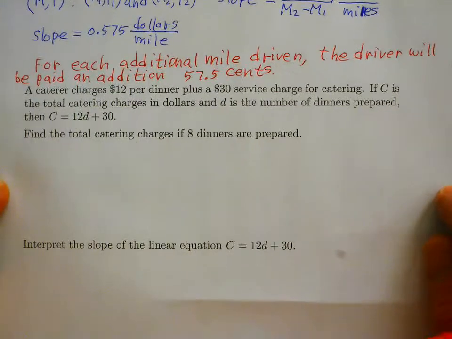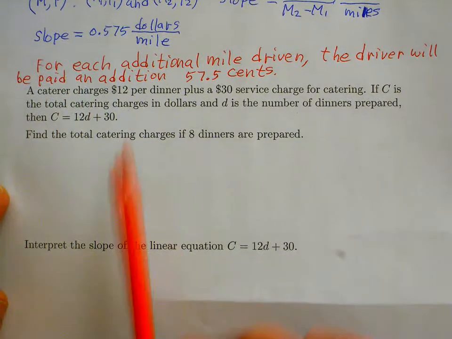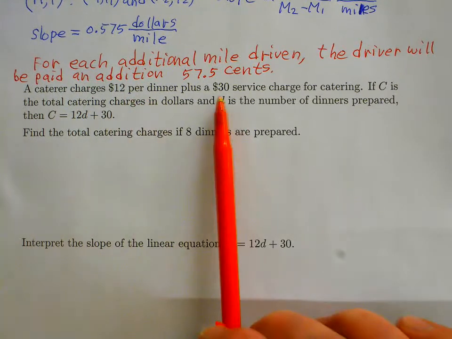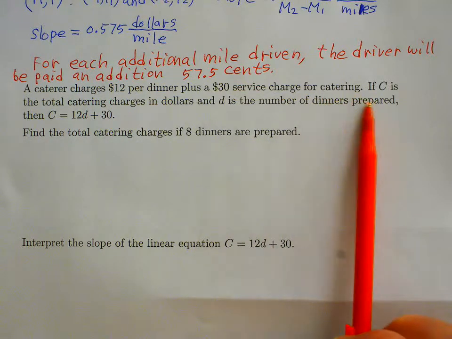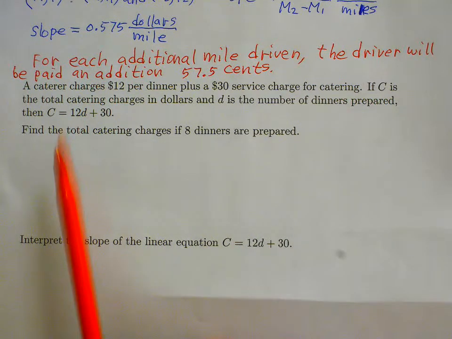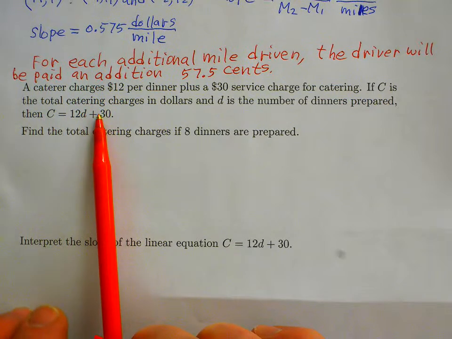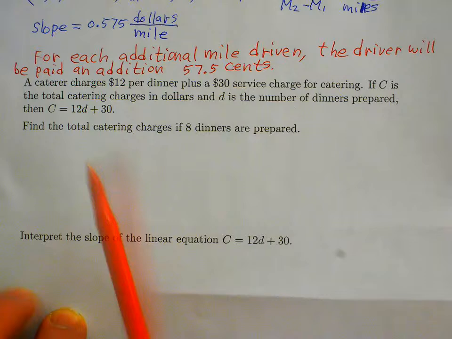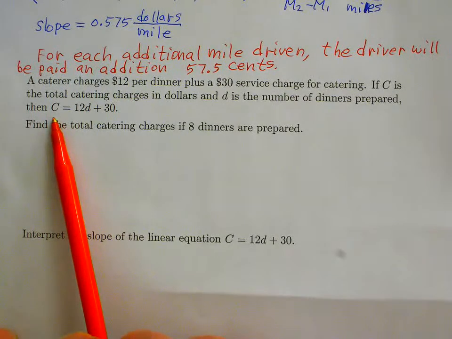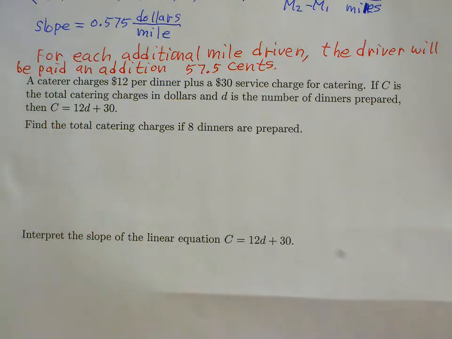Hey, let's look at the next problem. A caterer charges $12 per dinner plus a $30 service charge for catering. If capital C is the total catering charges in dollars, and D is the number of dinners prepared, then we can write this as a linear equation: capital C equals 12 times D plus 30.